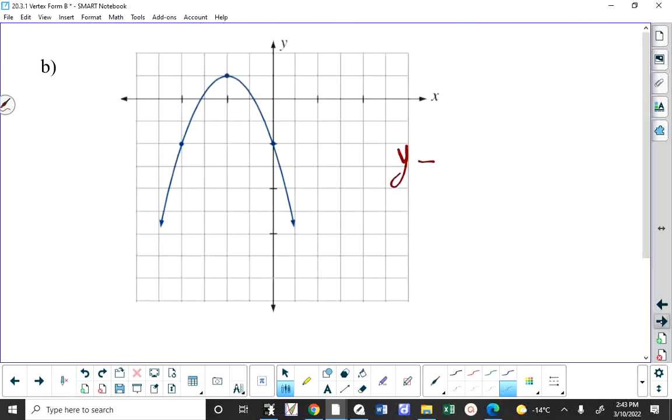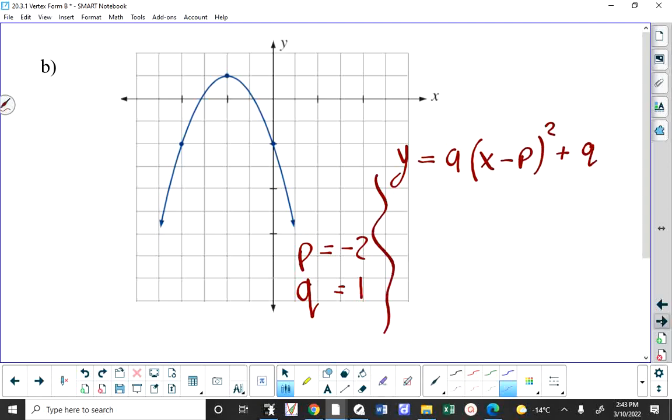This will be y equals a times, well, p is -2, q is +1. Do we have any disagreement with that? The vertex is 2 to the left, so p is -2 to the left of the origin. The vertex is 1 above the origin, so q is +1. So we have x minus p quantity squared times a plus q.